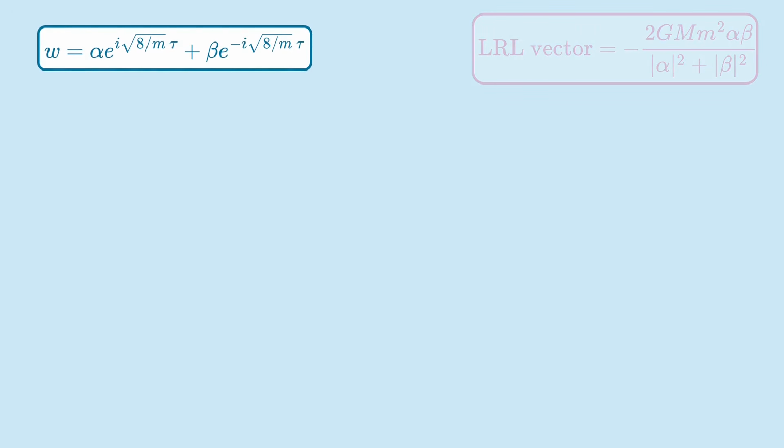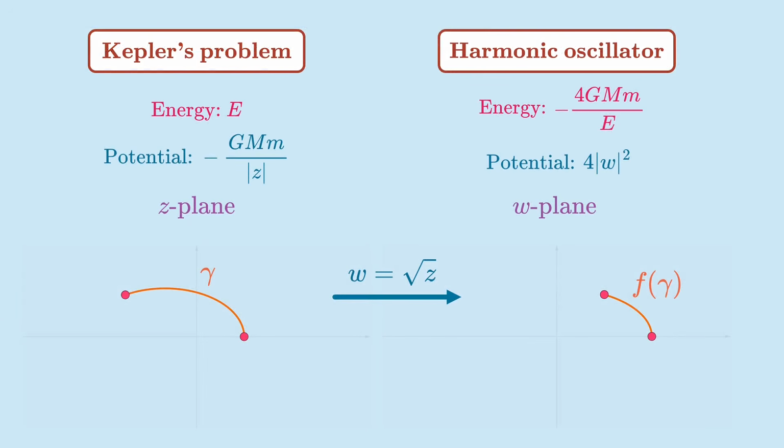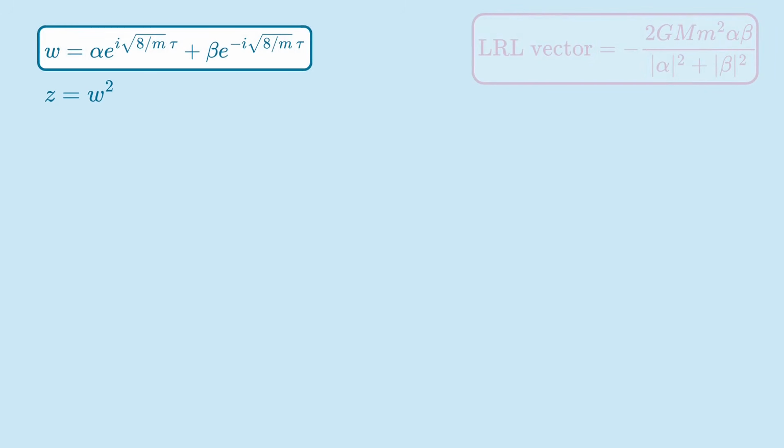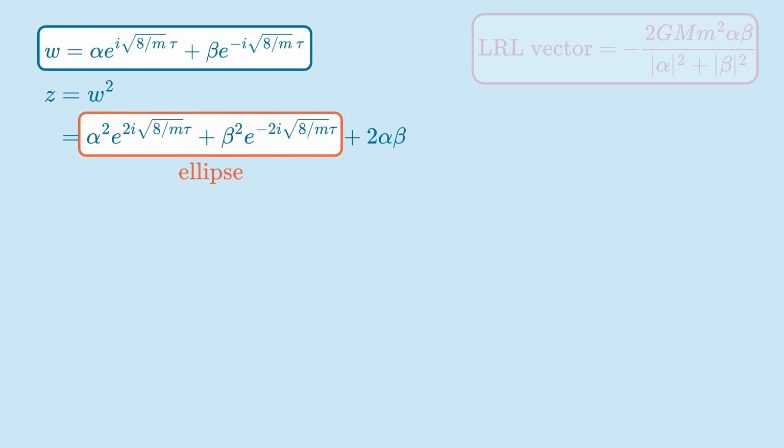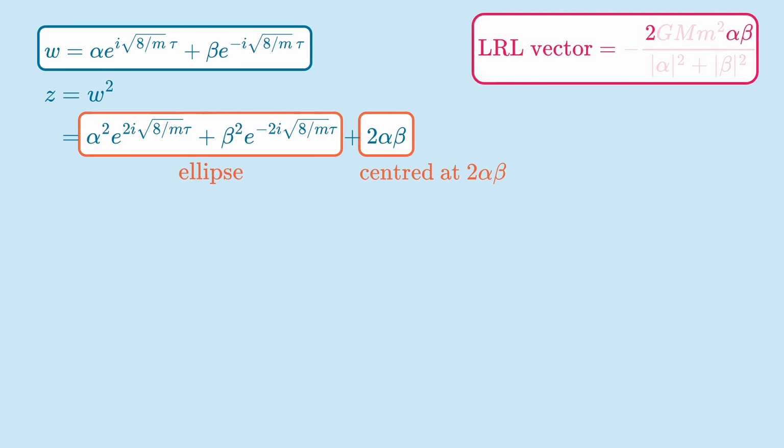The W in the harmonic oscillator was the square root of Z in Kepler's problem, so to get Z from W, we square it back. We have the solution for W in the harmonic oscillator, and we square it to obtain Z. The first part still signifies an ellipse, but the remaining bit shows it is now centered at 2 alpha beta. The LRL vector also has this 2 alpha beta bit.